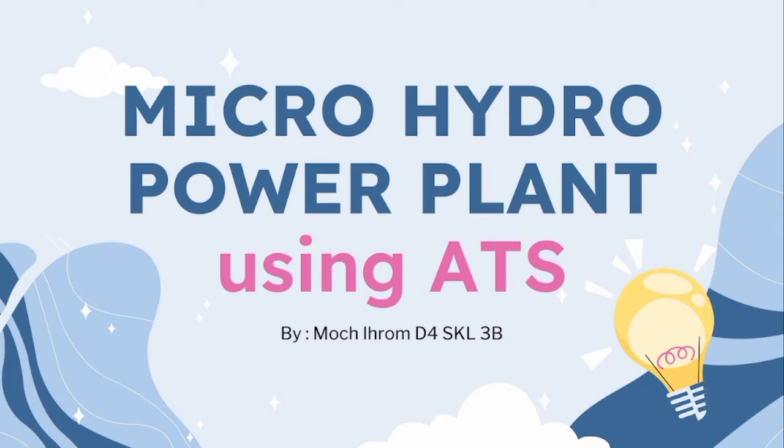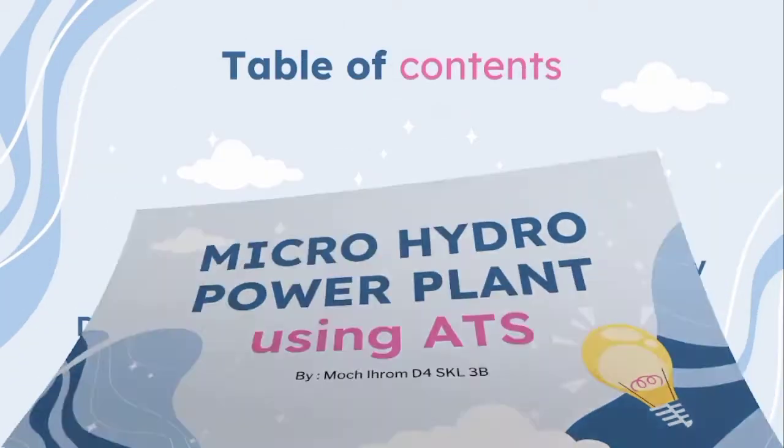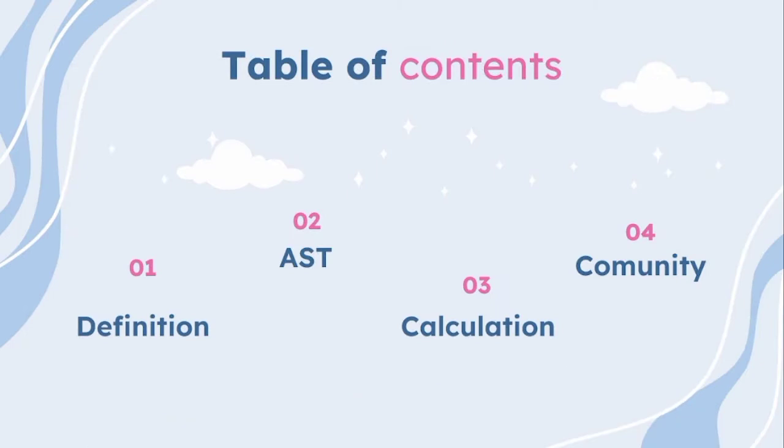As you can see, my project in this midterm test is an Archimedes screw generator for a micro hydro power plant. Without further ado, let's move on to the next section. Here, I'm going to show you my four main topics about what I am going to do with my project. Those are definition, the EST, calculation, and community.